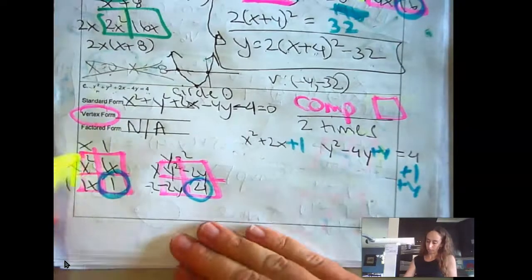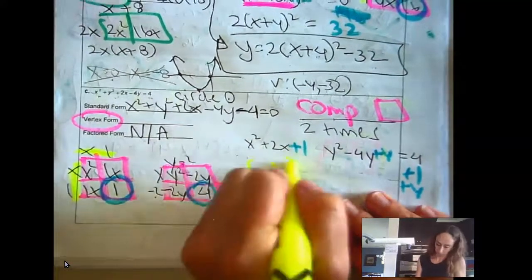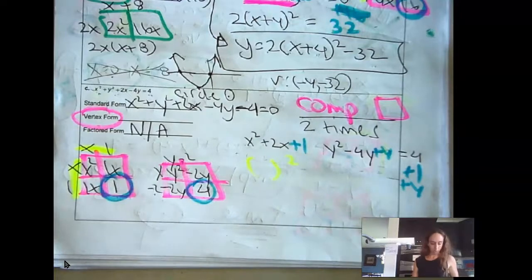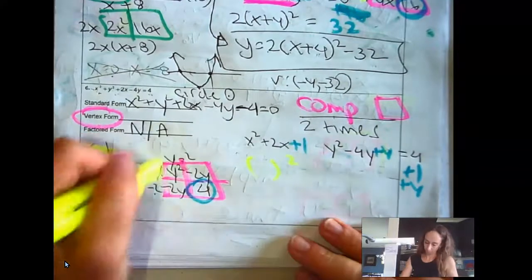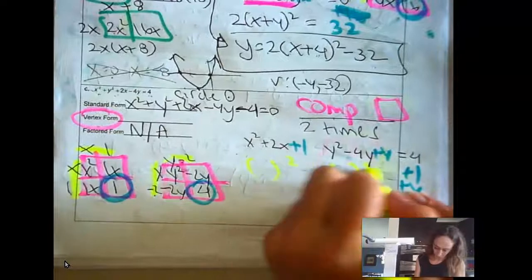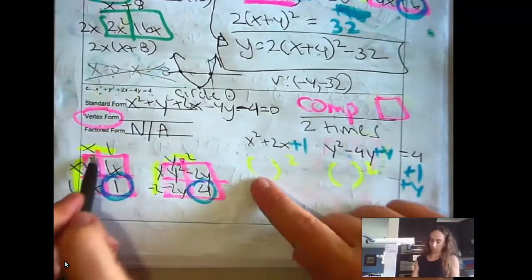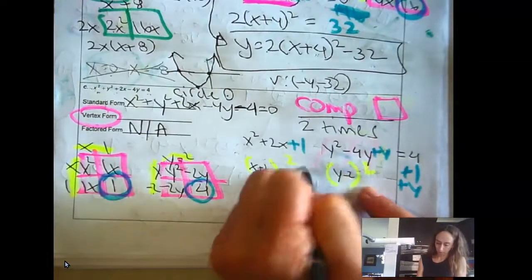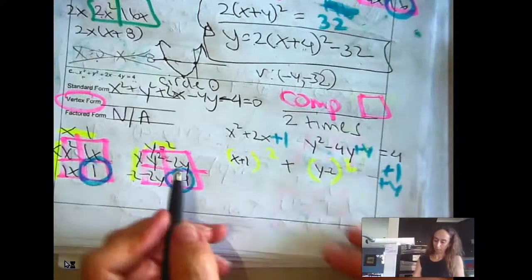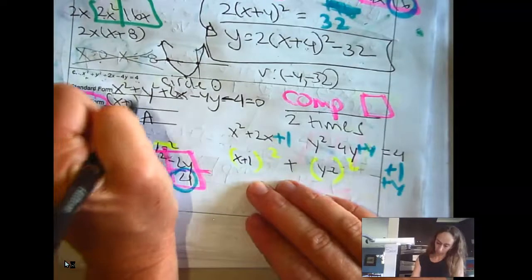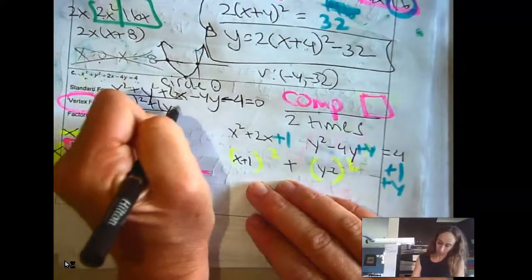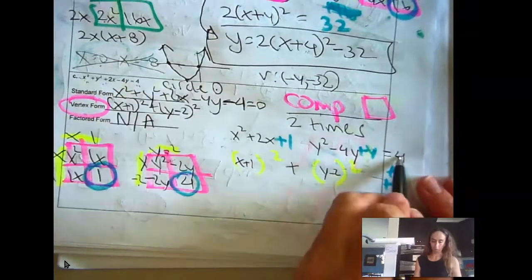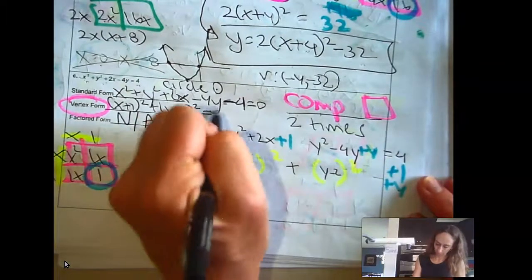Now I can redo this, and I can redo this. X plus 1 squared, y minus 2 squared, plus, and then now let me rewrite it, x plus 1 squared plus y minus 2 squared equals 9.